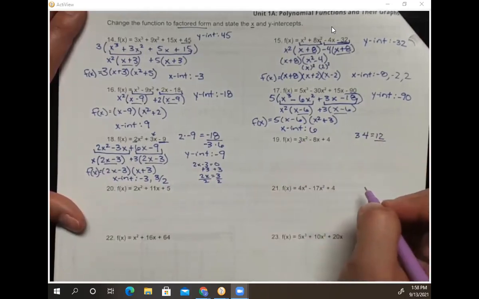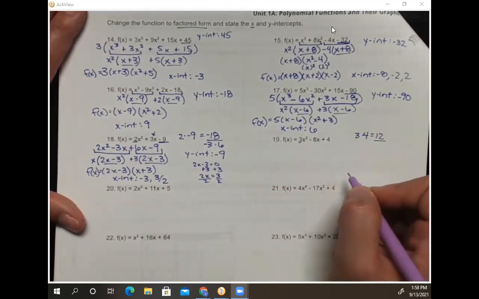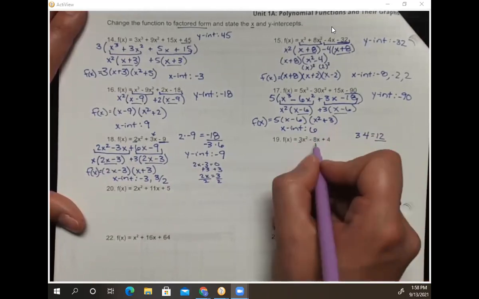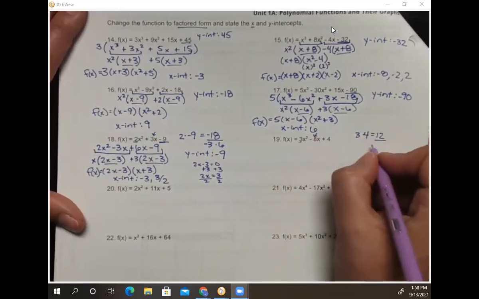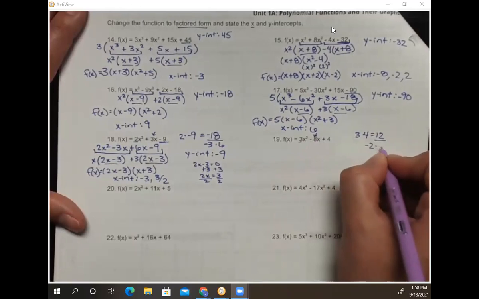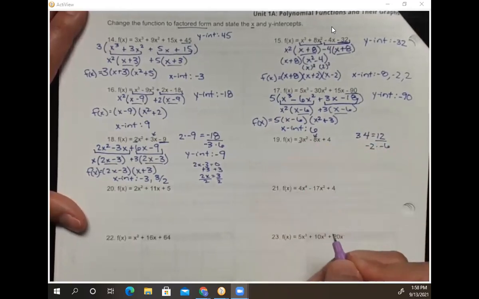12 is positive, so I could have gotten that by taking a positive number multiplied by a positive number, or a negative multiplied by a negative. In order to get negative 8, I'm going to want 2 negative factors here. Factors I want would be negative 2 and negative 6. Those would multiply to positive 12, but add to negative 8.